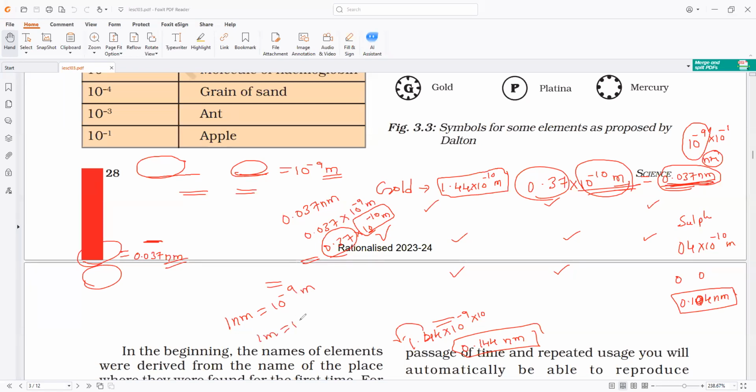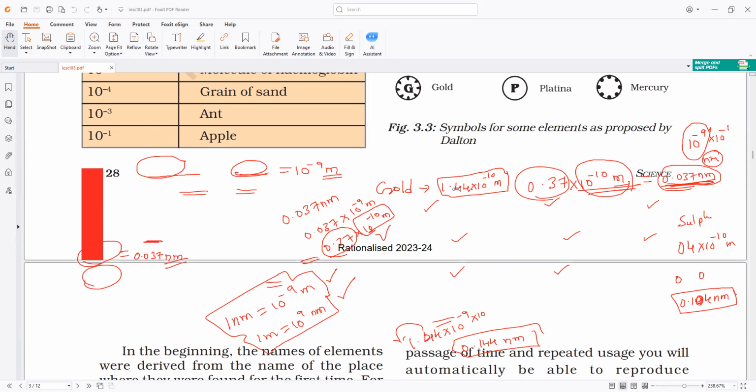And 1 meter equals how many nanometers? 10 power 9 nanometers. Everybody understand? Please learn till here and finish it. I hope you all understand.